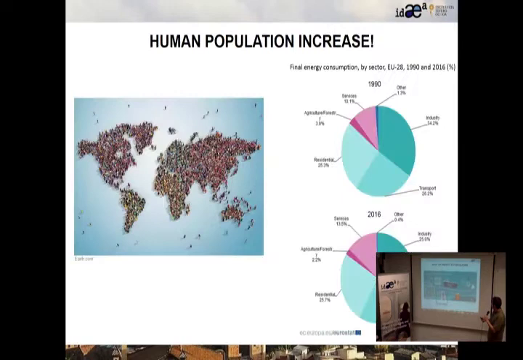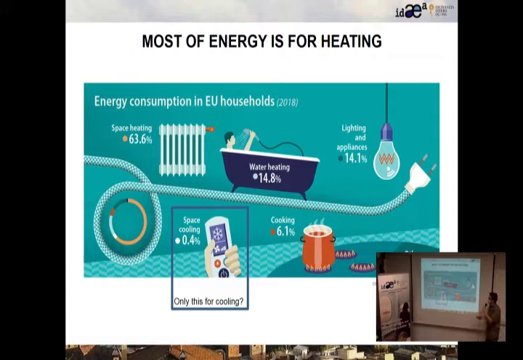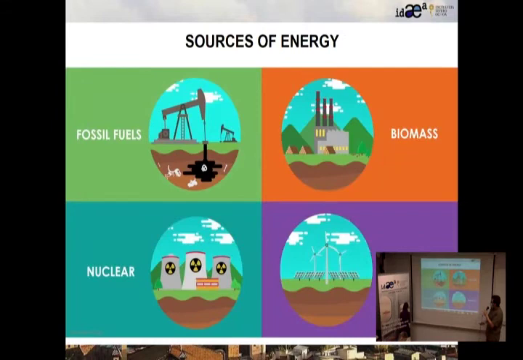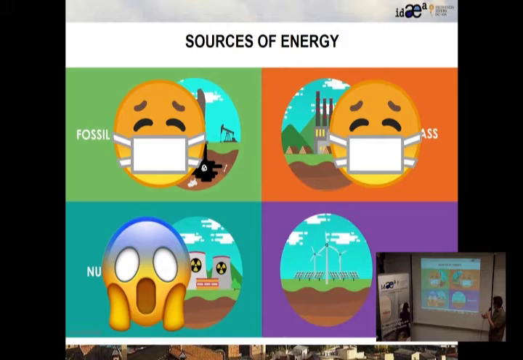With the population growth, energy consumption is increasing. Along the years, from the 90s to the present, the distribution of this energy consumption is still more or less the same. Residential energy consumption is close to 25%. In households, the main energy consumption is related with space heating and space cooling, close together. It's well known that the energy resources for this consumption are fossil fuels, biomass, nuclear, and renewables. But now we have to reduce the CO2 levels and gas emissions and manage in a proper way the residuals from nuclear energy plants.